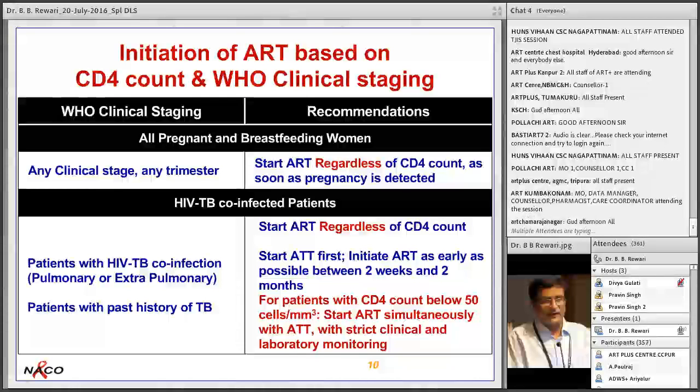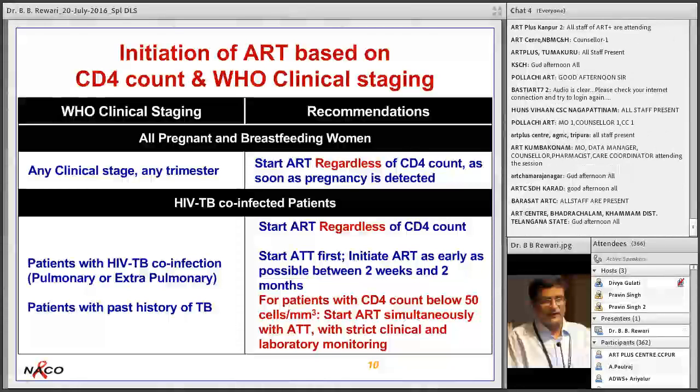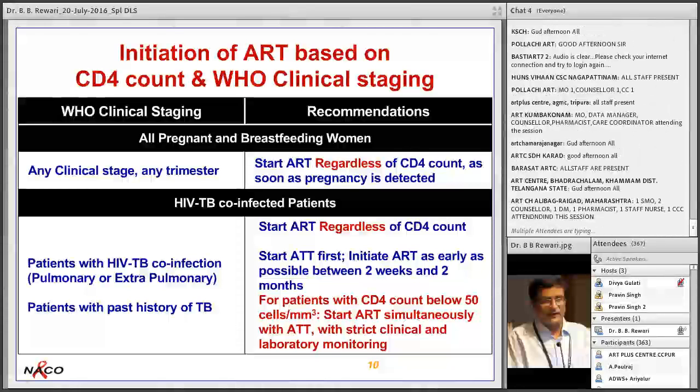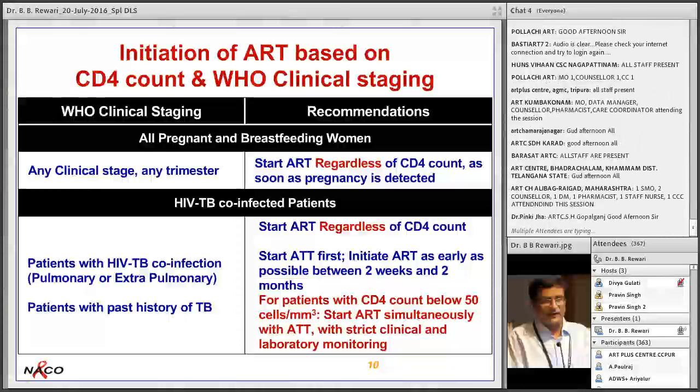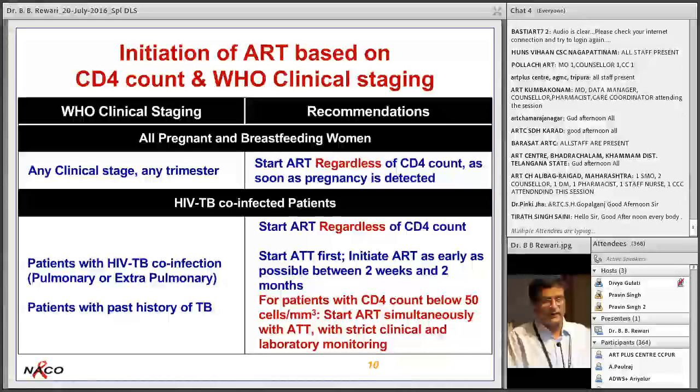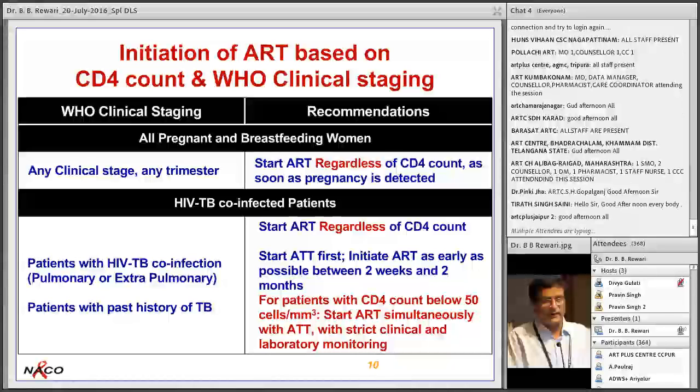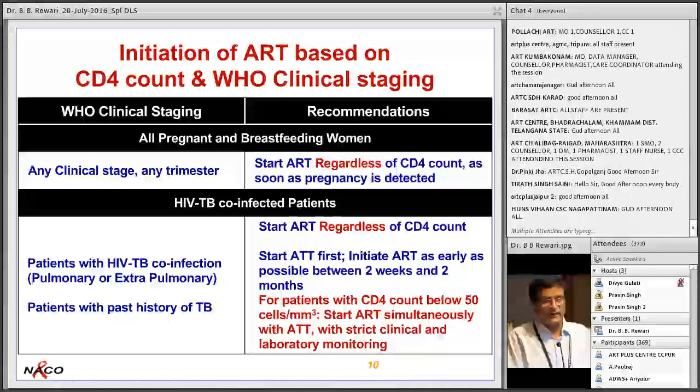So what is new here? The new thing is that for patient with CD4 count less than 50, start ART simultaneously with ATT. Earlier we were saying start ATT, stabilize them, initiate ART after 2 weeks, but now we are saying because the immune suppression is significant, CD4 count is less than 50, they may die before ART initiation. So start ART and ATT together, but remember there are overlapping toxicities between ART and ATT, so it is very important that there is strict clinical and laboratory monitoring.